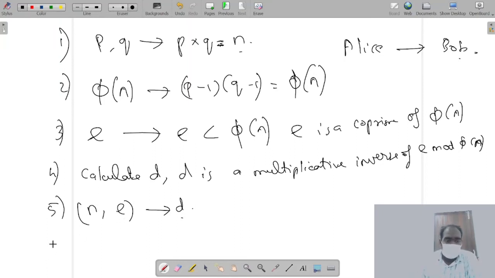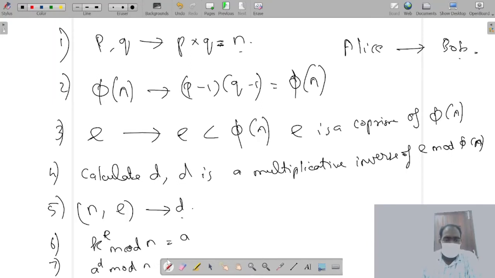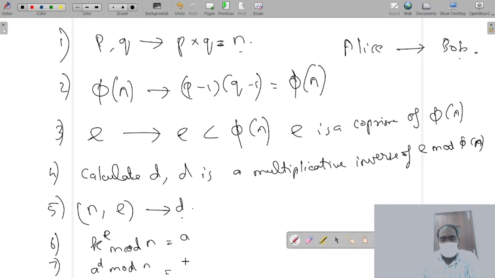I'll decrypt it. So what Alice will do is, let's say Alice's message is K. Alice will do K power E mod N, which will be equal to, let's say, A. Okay. Now how you decrypt it is you say A power D mod N, which will get you K back. Here remember, K is the message we want to send and A is the ciphertext. All right, this is how the RSA algorithm works.